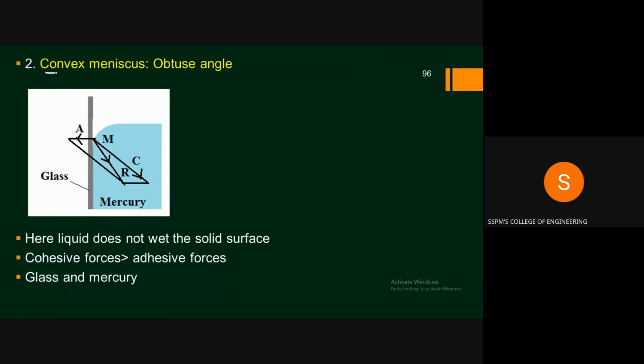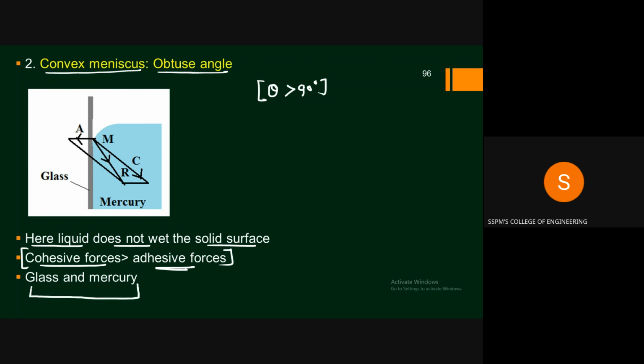Second is the convex meniscus. The angle will be an obtuse angle, so theta will be greater than 90 degrees. When theta is greater than 90 degrees, the liquid does not wet the solid surface. This condition is possible if the cohesive forces of the liquid are greater than the adhesive forces. The example for the convex meniscus or the obtuse angle of contact is the contact between glass and mercury.